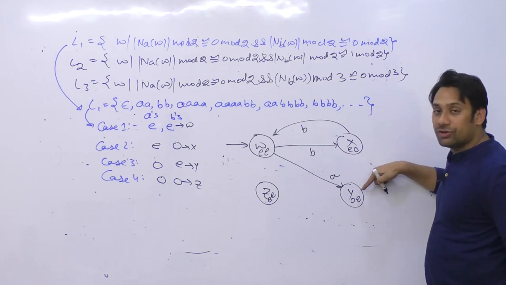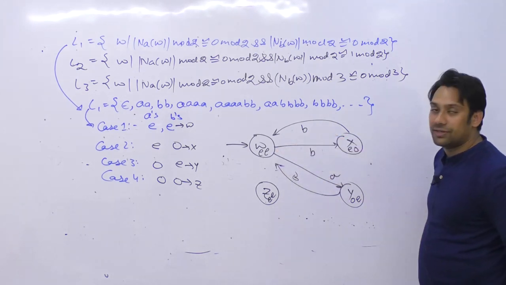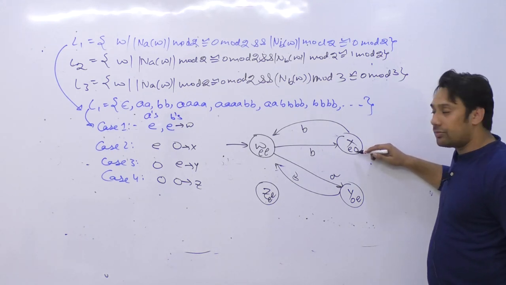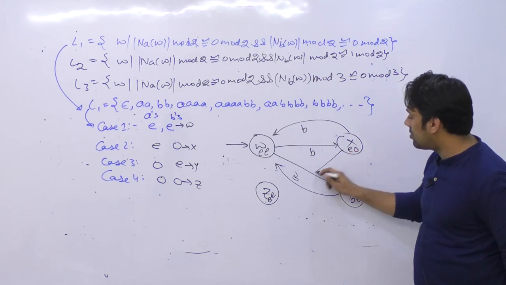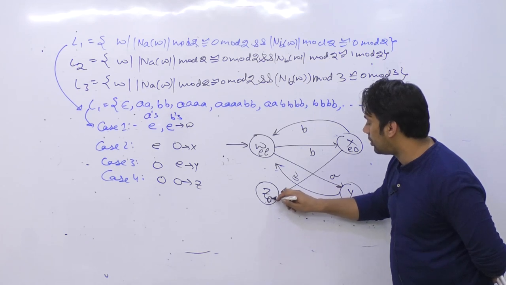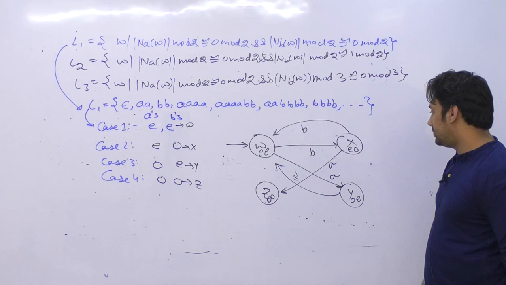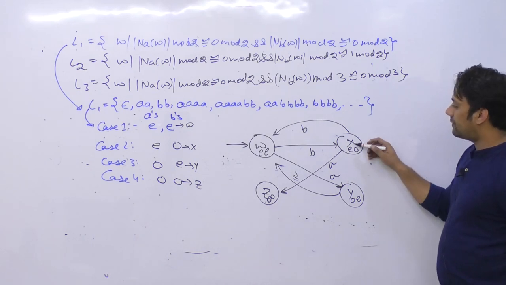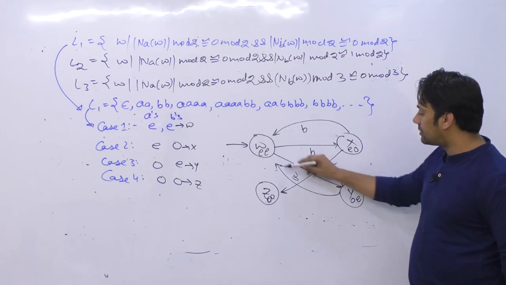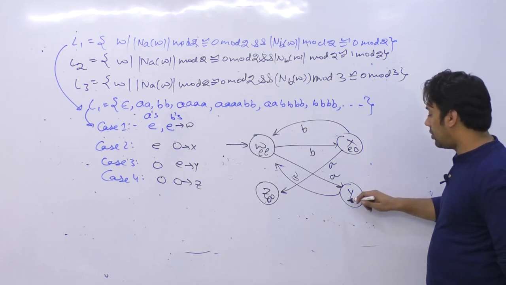And if you are at this state, if you give one more A here, the number of A will become even. If you are at this state, if you give one more A, then both of them will become odd. So this is basically odd, not even. So in this state, I've given a transition for A as well as a transition for B. In this state, I've given a transition for A, but in this state, if you give one more B, then B will also become odd.